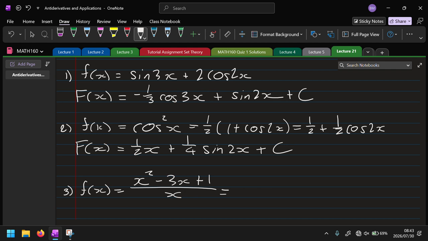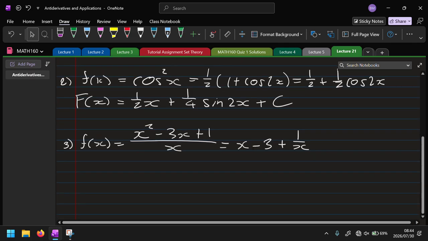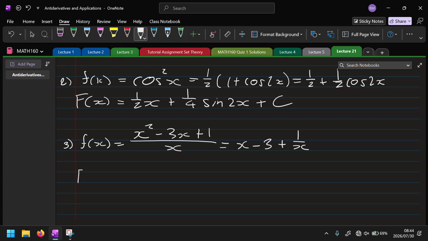So x squared over x, that gives us x. Minus 3x over x, that's just minus 3. And 1 over x, just 1 over x. Okay. Now we've got individual terms, and we can do the antiderivative for each. Okay, first one, x. Okay, there's an invisible 1 in the exponent there. Add 1 to the exponent to make it 2. Divide by 2, half x squared. Okay, and then the 3, it just becomes 3x. That's easy.